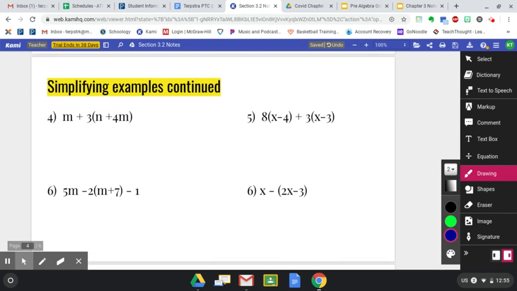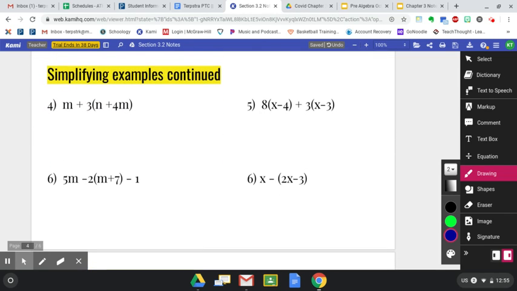Now let's look at some examples where we have to use the distributive property to help us simplify. We want to start by distributing through the parentheses. So in number 4 here, I'm just going to write that m there, and then I have this positive 3 times the parenthesis. So the first thing I'm going to do is positive 3 times n, and then positive 3 times 4m. So that would be plus 12m.